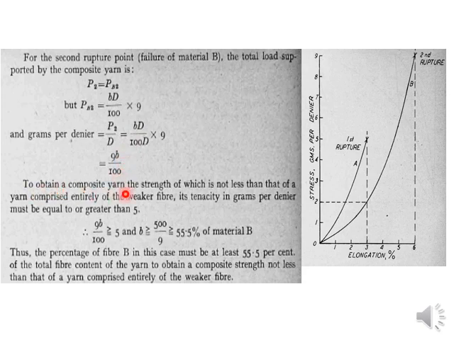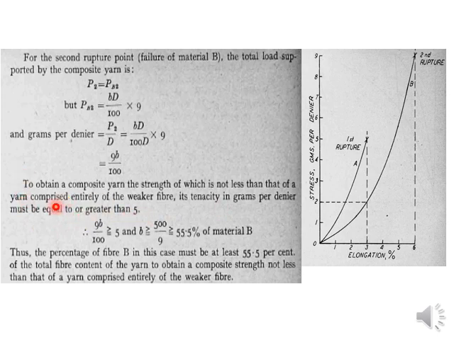Now to obtain a composite yarn, the strength of which is not less than that of a yarn comprised entirely of the weaker fiber, its tenacity in gram per denier must be equal to or greater than 5.